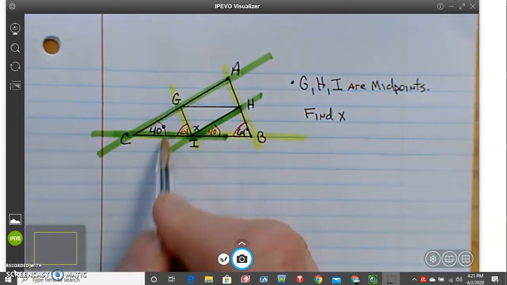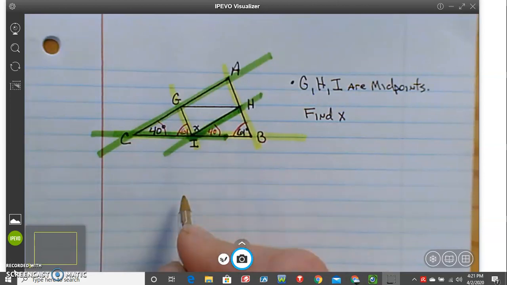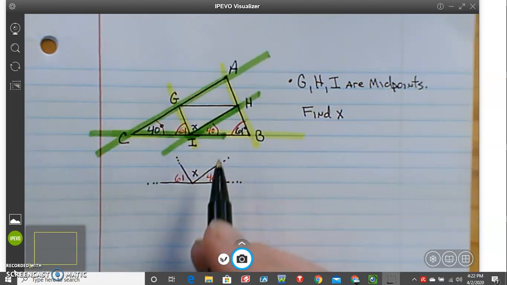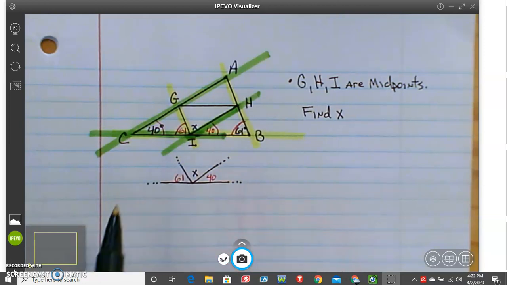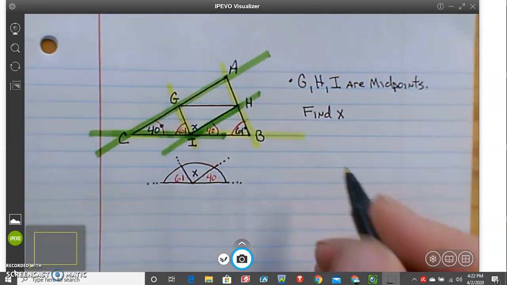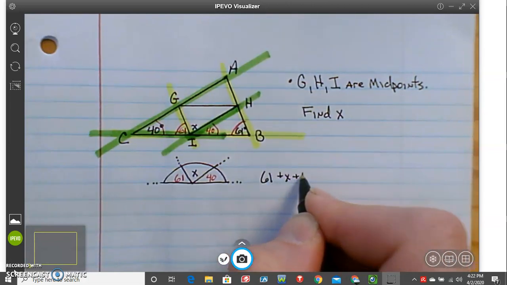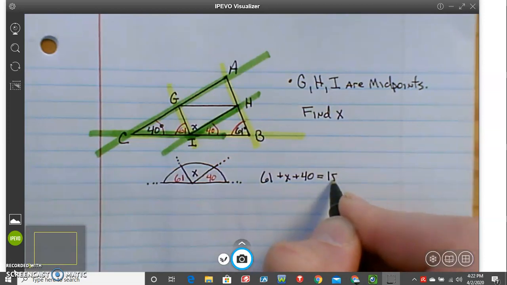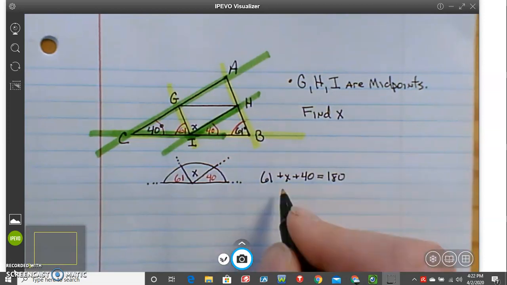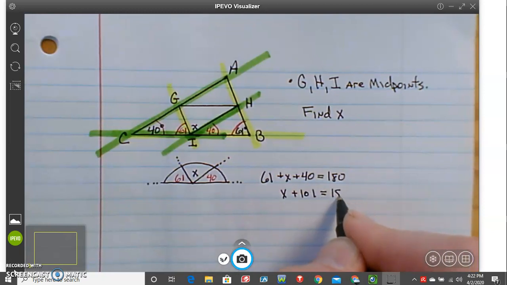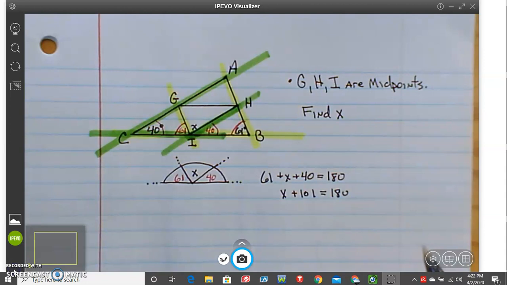And now if you'll zoom in to this spot right here, you recognize that these all together have to equal 180 degrees. So I can say that 61 plus X plus 40 has to equal 180 degrees. Of course, that gives me X plus 101 equals 180. And subtracting, I get that X equals 79 degrees.